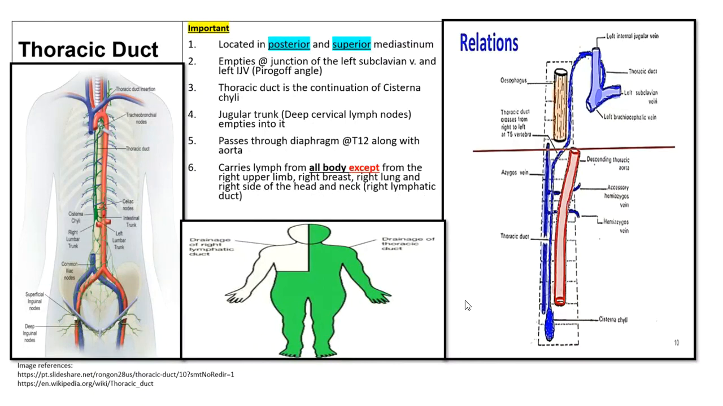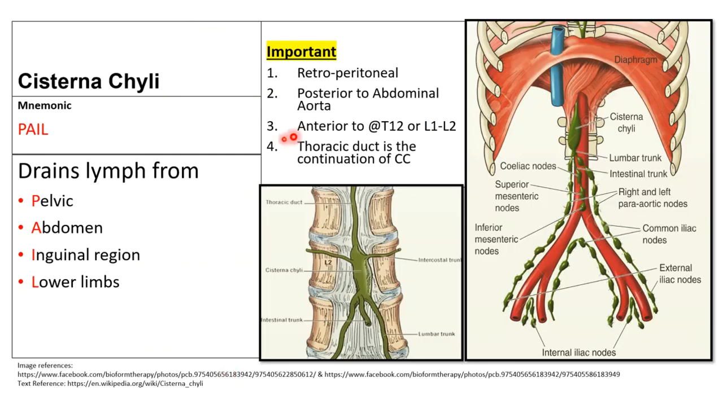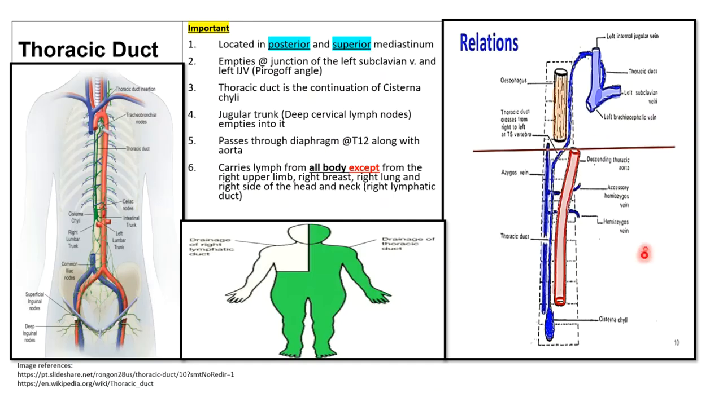If you remember in the previous slide, I mentioned that, let me just go back to the previous one. The cisterna chyli is posterior to the abdominal aorta. So you can see here, this is the posterior side, this is the anterior side. So cisterna chyli is posterior to the abdominal aorta.